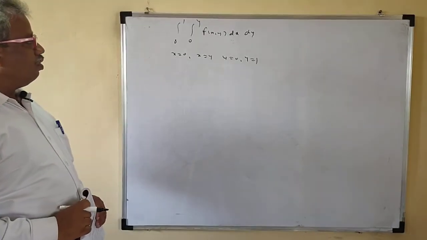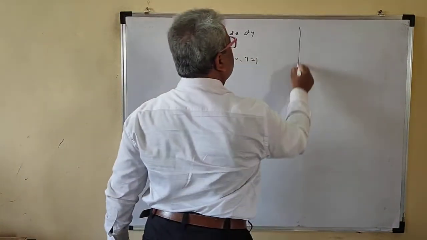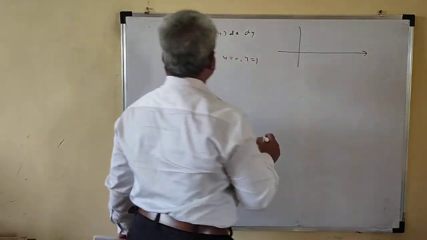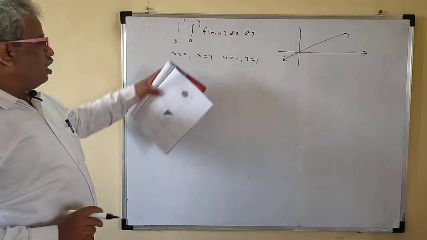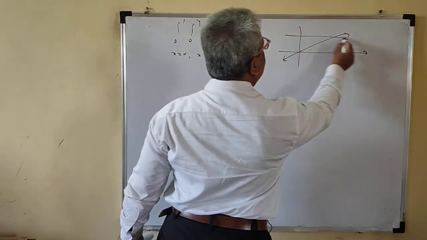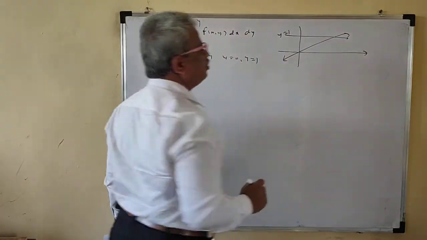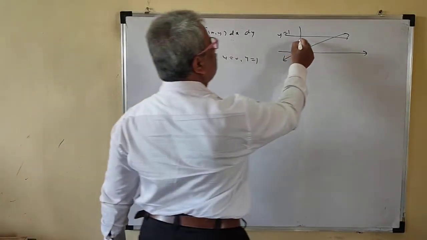Easily you can draw the graph. x is equal to y means this line. x is equal to 0, and y is equal to 1 means this line. So this is your region.